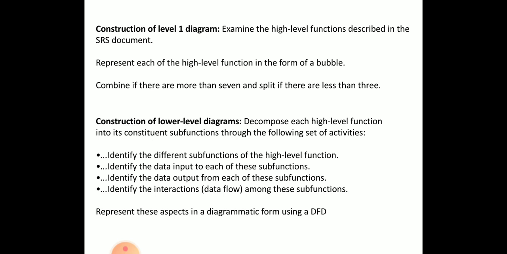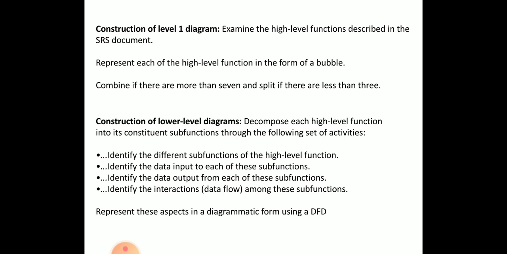Then the second step is the construction of the level 1 diagram. For constructing the level 1 diagram, first we have to examine the high level functions as described in the SRS document. If there are between 3 and 7 high level requirements in the SRS document, then represent each of these high level functions in the form of a single bubble. If there are more than 7 bubbles, then some of them have to be combined, and if there are fewer than 3 bubbles, then some of them have to be split.